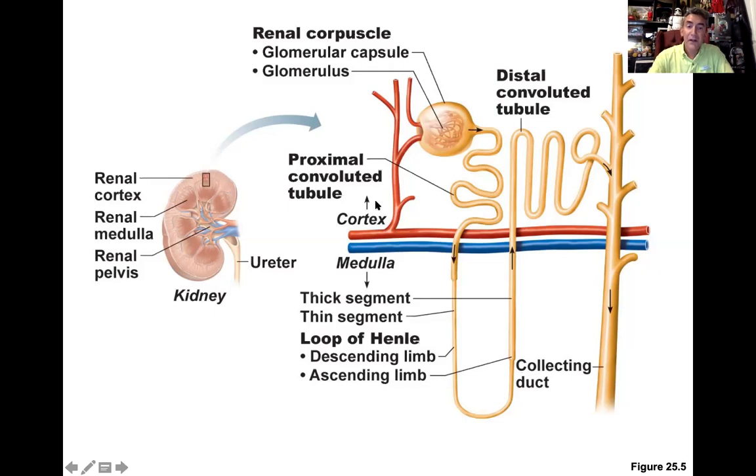Now, this is what we call a cortical nephron. Right? Cortical because it starts in the cortex and it dips down into the medulla. So this would actually dip down, the loop of Henle would dip down into the medulla.